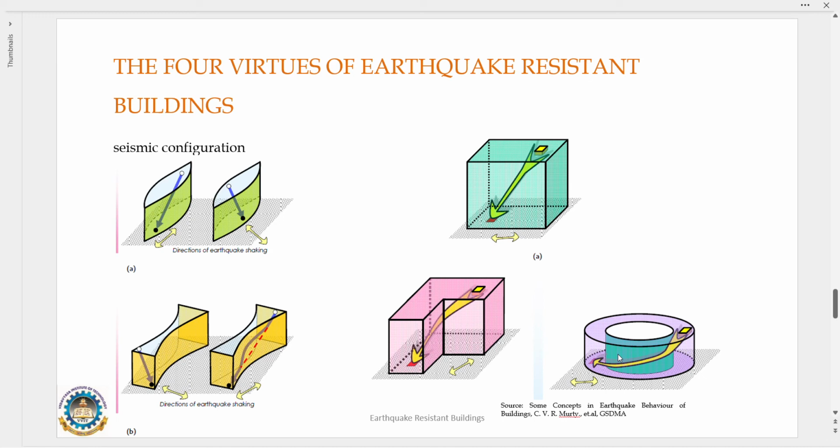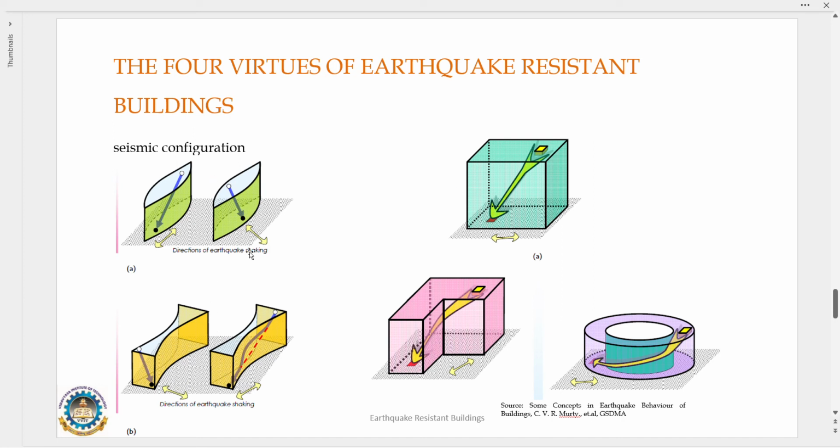Convex shaped buildings, as shown on the left side of this picture, have direct load paths for transferring earthquake shaking. If it is a concave building, it necessitates a bending of the load paths for shaking of the ground along certain directions. So this results in stress concentration at all points where the load paths bend. You can see here there is a bend in the load path, and this can cause stress. But in convex there is a direct path.